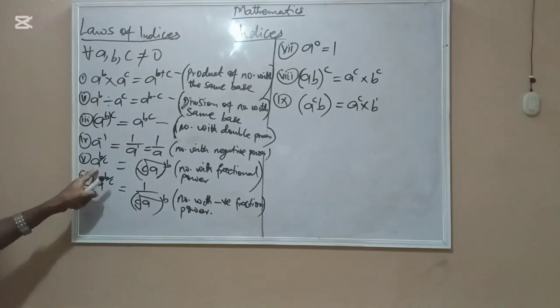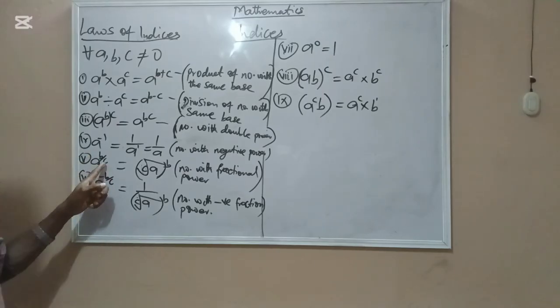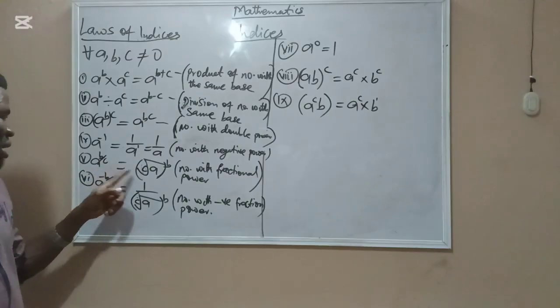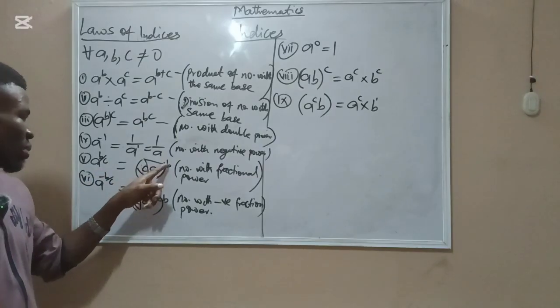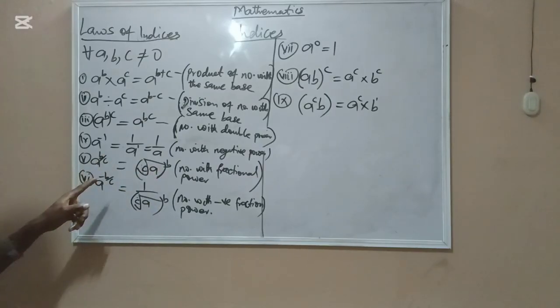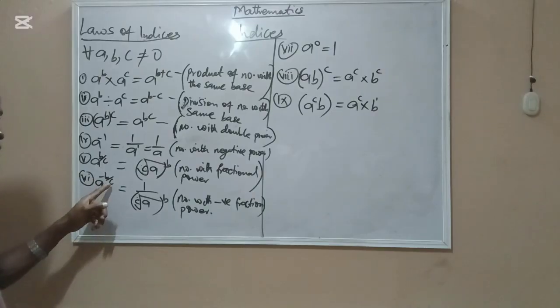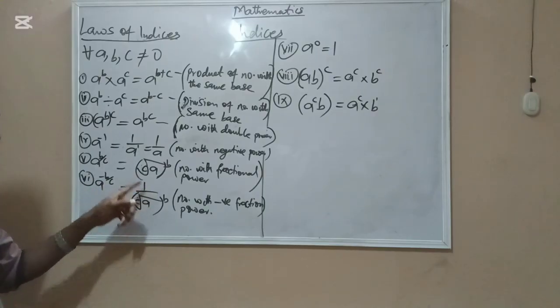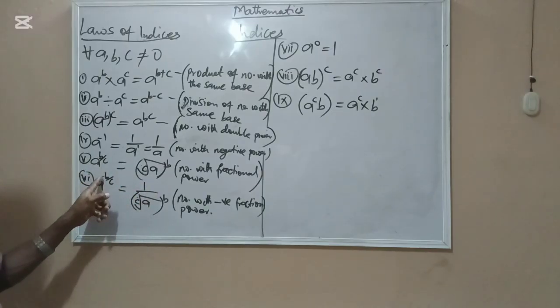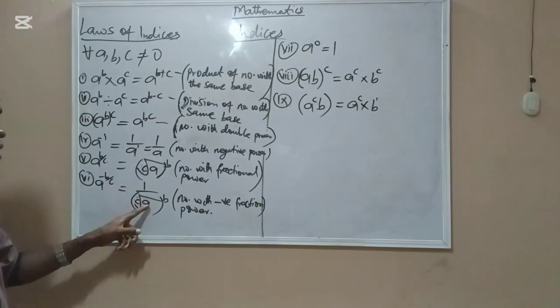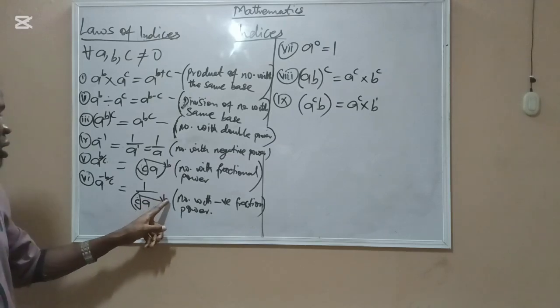For a number to the power of a fraction, just take the root of the denominator of that fraction, take it as the root of that number, and then all to the power of the numerator of that fraction. And this one is the one with negative fraction. The difference is that this one is negative fraction, so it is 1 over. It's just the same process: take the root of the denominator of the fraction, and then all raised to the power of the numerator.